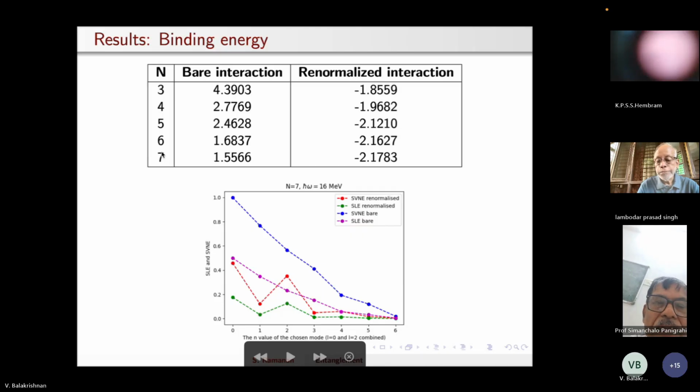I wanted to ask that you used the UCC ansatz for your VQE. Why did you choose that ansatz, or could you have chosen other ansatz like HV or anything other?